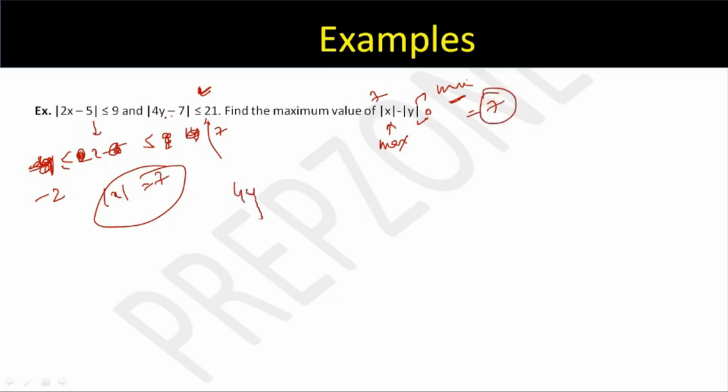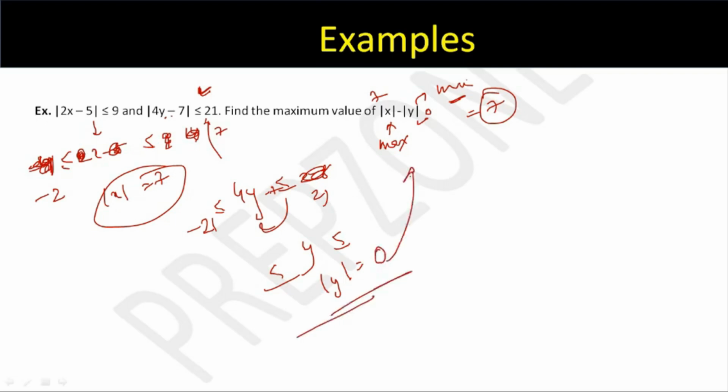Else, my traditional method is 28, right? And this is what? 4y minus 7 less than equals to 21, greater than equals to minus 21. Solve this, you will get some value of y. Okay? Where will mod of y be minimum? You just try to compare it. If 0 is included in it, then mod y minimum will be 0. And hence you just say the maximum value of mod x minus mod y is 7. Okay? And try to solve questions very, very fast.